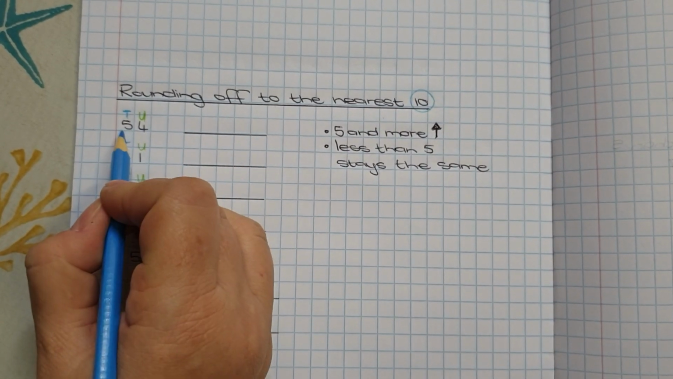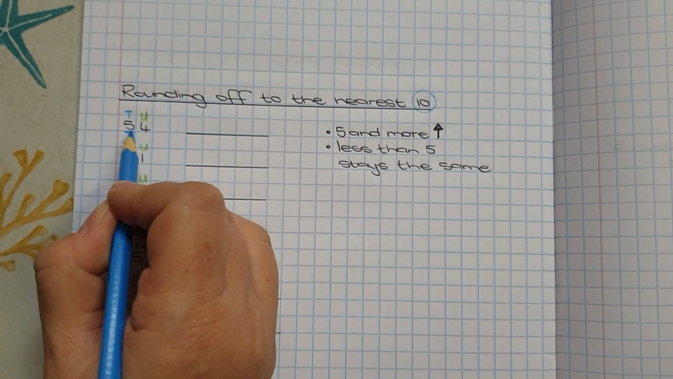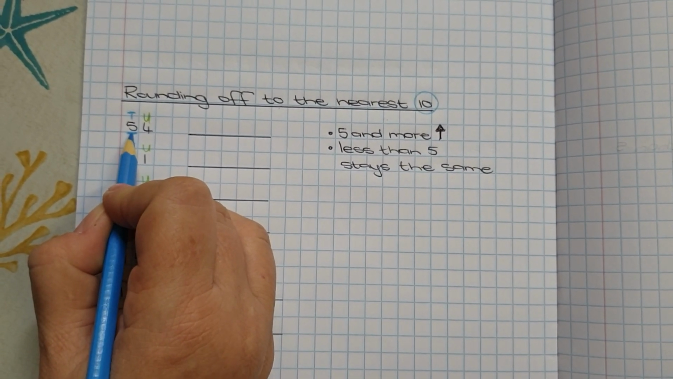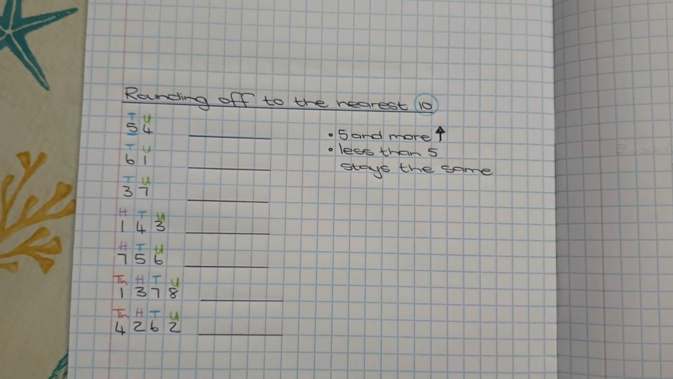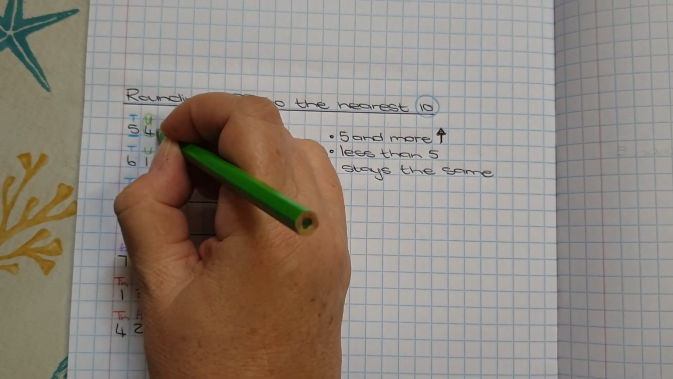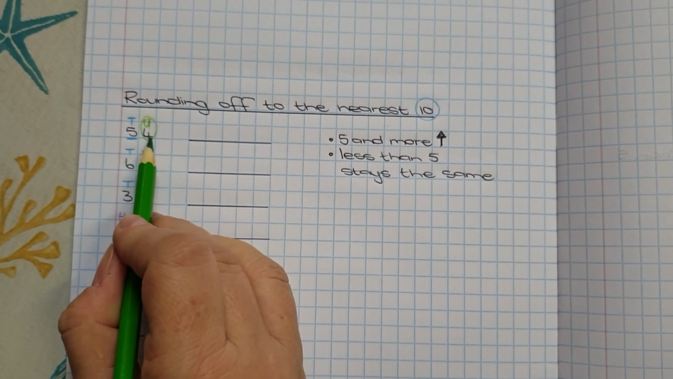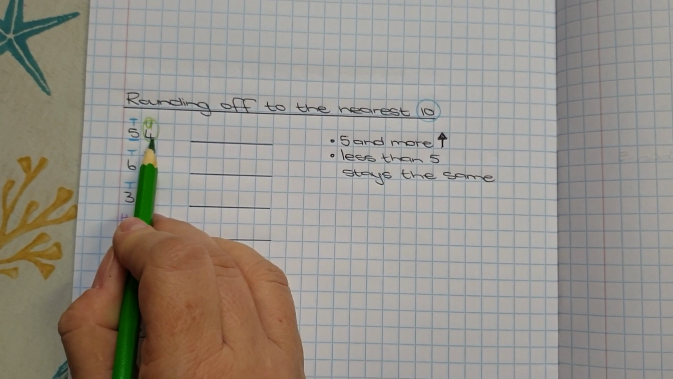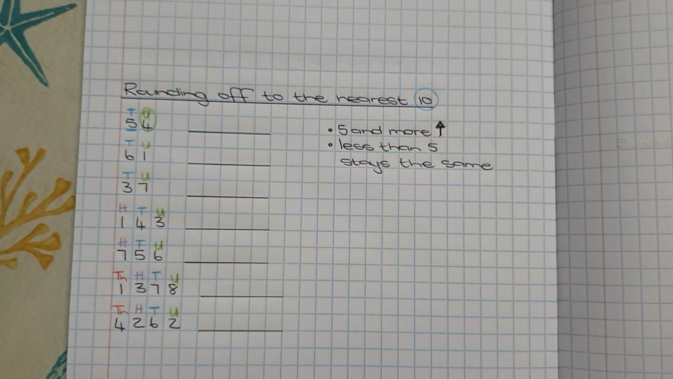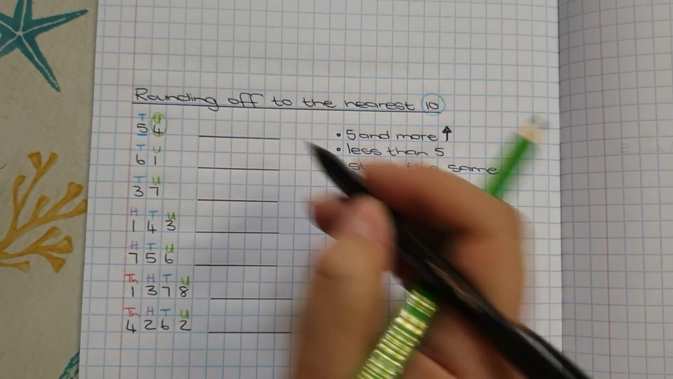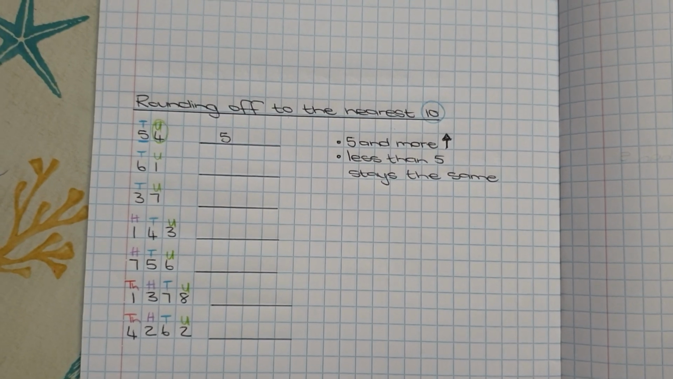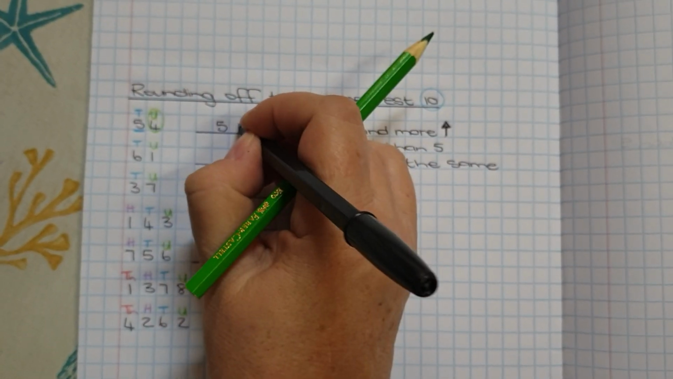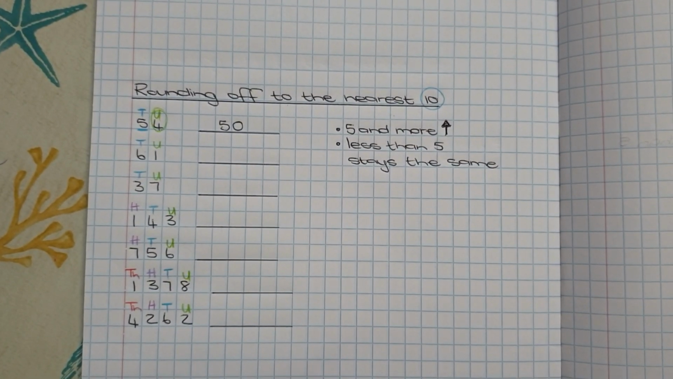So now we look at the 10. We want to know, is that one going to change or not? If we want to know if that one's going to change, we look at his friend on the right. If his friend is less than 5, then the 10 stays the same. So in this case, 5 is going to stay 5, and the unit is going to become a 0.